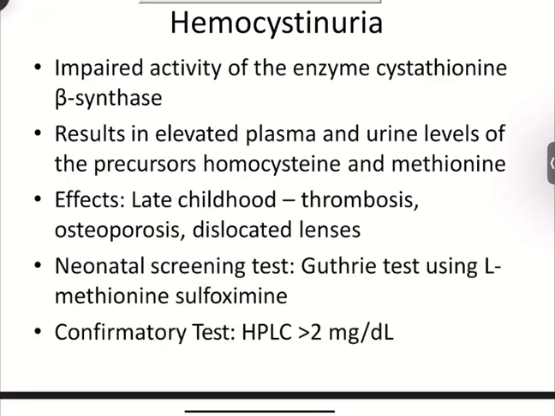Homocystinuria, impaired activity of enzyme cystathionine beta synthase, results in elevated plasma and urine levels of precursors of homocysteine and methionine. Okay? Effects, late childhood, no, thrombosis, osteoporosis, dislocated lenses. In neonatal screening test, Guthrie test using L-methionine sulfoximine. Confirmatory test is your high performance liquid chromatography which has a value of greater than 2 milligrams per deciliter.